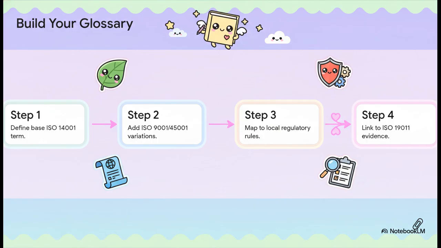So how do we actually build this into a practical, everyday workflow? Four simple steps. Step 1, write down the base ISO 14001 definition. Step 2, add in your 9001 and 45001 variations so you're totally ready for integrated audits. Step 3, map that specific term to your local regulatory frameworks and permits. And Step 4, link it directly to your ISO 19011 evidence requirements. That way, you know exactly what records to ask for before you even walk through the door.